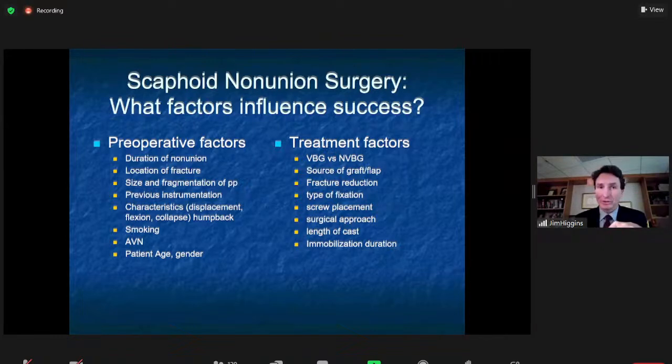There are things in the literature that are preoperative factors. That's meaning the things that the patient came to you and presented you with these challenges. There are other things that are studied in the literature that are treatment factors. Did you use long arm cast or short arm cast? Did you use screws or pins? How good was your screw placement? Those are all related to your technique.